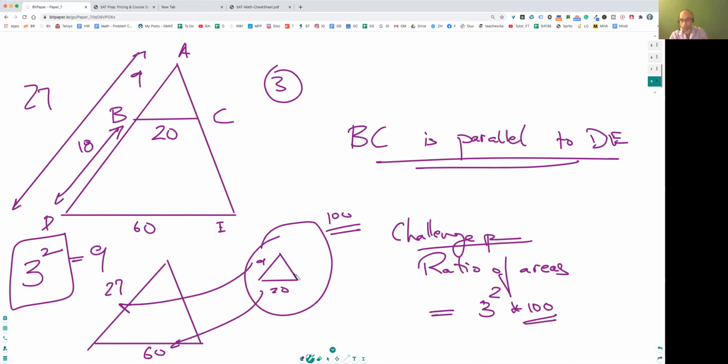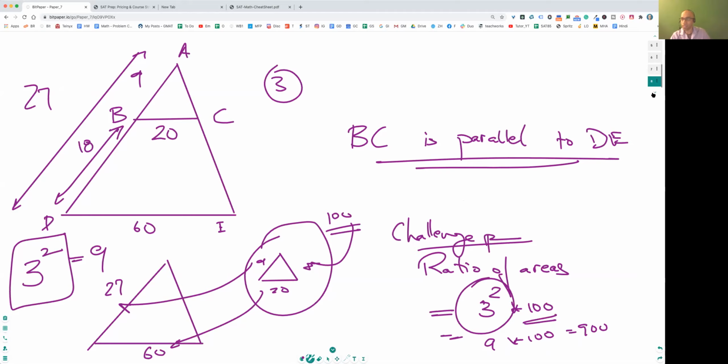Remember, this is the original area over here, and the final area of this bigger triangle is going to be 3 squared, which is 9 times 100. That's 900. Now this could be a bit new for some of you, and it's not as important. Just look at it and memorize this idea. The area factor is going to be the scale factor squared, so 9 times.